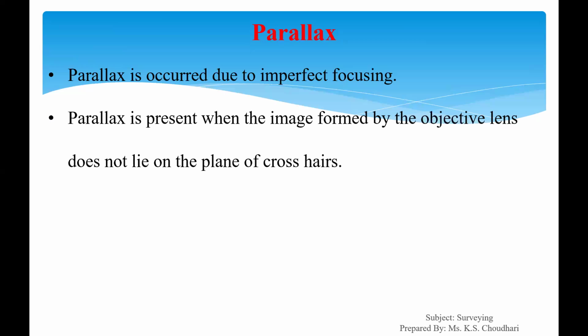Parallax. It occurs due to imperfect focusing. It is present when the image formed by the objective lens does not lie on the plane of the crosshairs. This is an error of leveling.